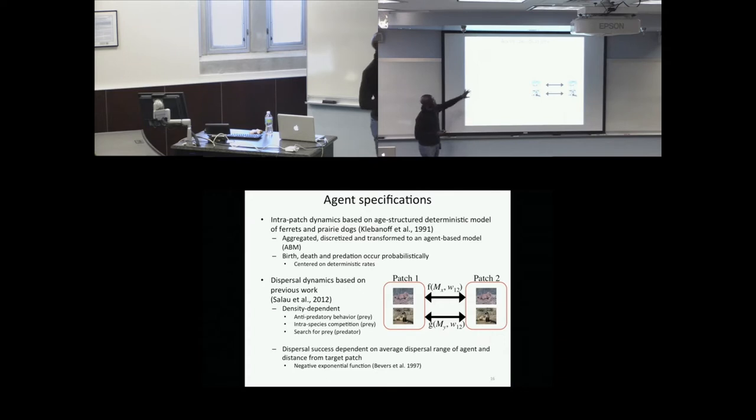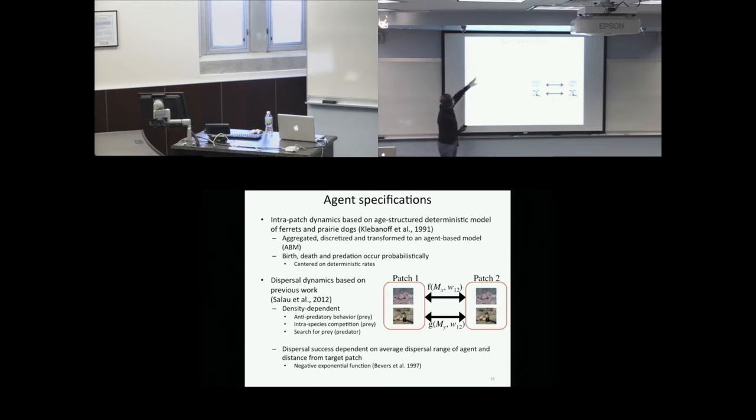What I did is I took that age-structured deterministic model, I summed over all the ages, so I just made it a big individual model instead of an age-structured model. And then I also discretized the system, and I made a lot of the agent interactions and agent actions probabilistic. The reason why I did that is I wanted to test the predictive power of my metrics versus probabilistic outcomes, because we know in reality everything's uncertain. So I tried to put that into the model as well.